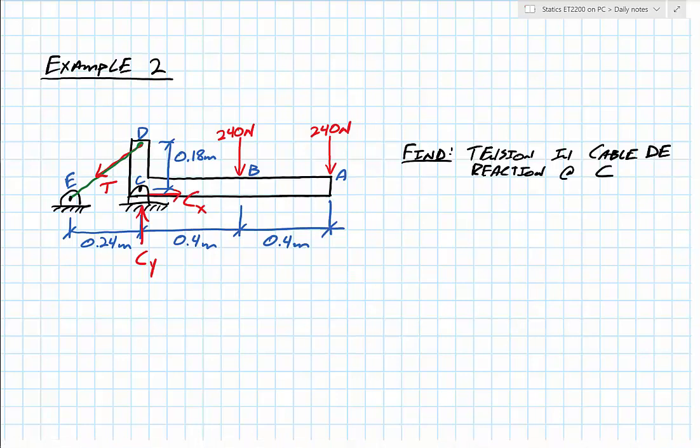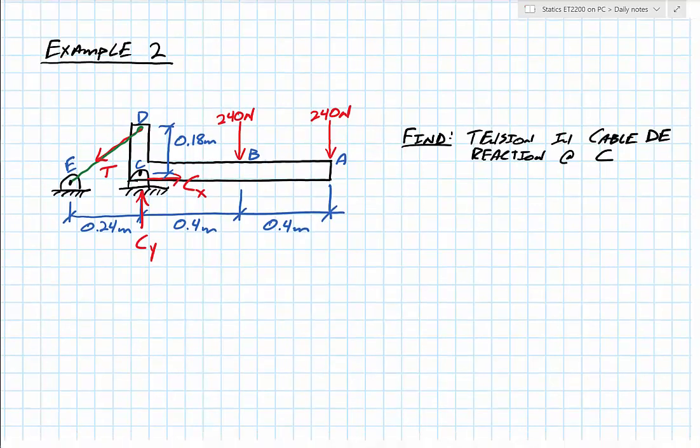And after I have my free body diagram, now I want to pick a point to sum the moments about that'll make many unknowns go away. In this case, what I would choose to do is sum the moments about C, because that makes both CX and CY go away.